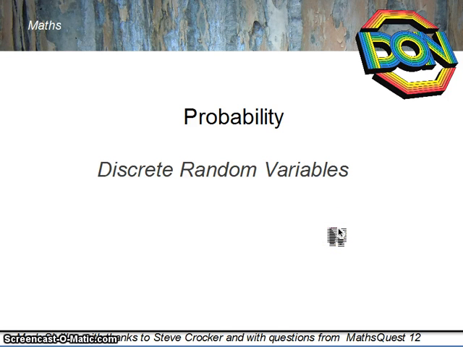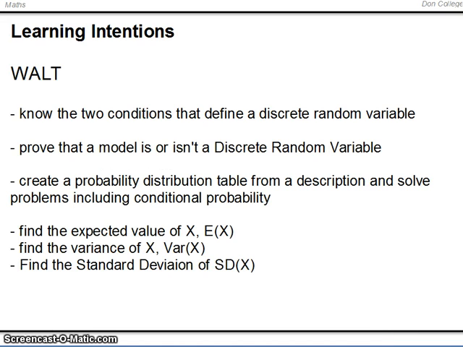This video is on probability and on the topic of discrete random variables. Today we're learning to know the conditions that define a discrete random variable and to be able to prove whether a model is or isn't a discrete random variable. We'll be creating probability distribution tables from a description, solving problems that involve conditional probability, and also finding the expected value of X, which is written as E(X), the variance of X, Var(X), and the standard deviation, SD(X).